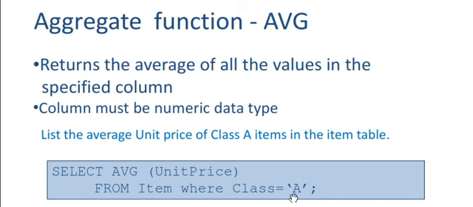If I don't specify this where condition, then what is going to happen here? I am going to get the unit price for all the items that are available in the table. If I specify the where condition, that is class is equal to A, it will take only class A items and it will perform the average on these class A items only.